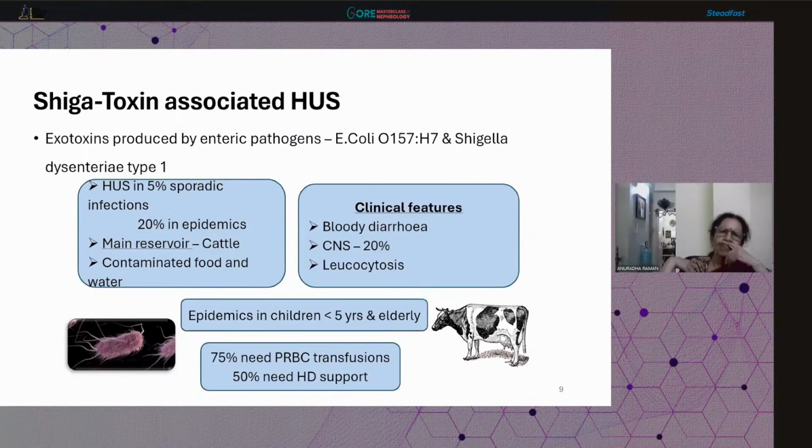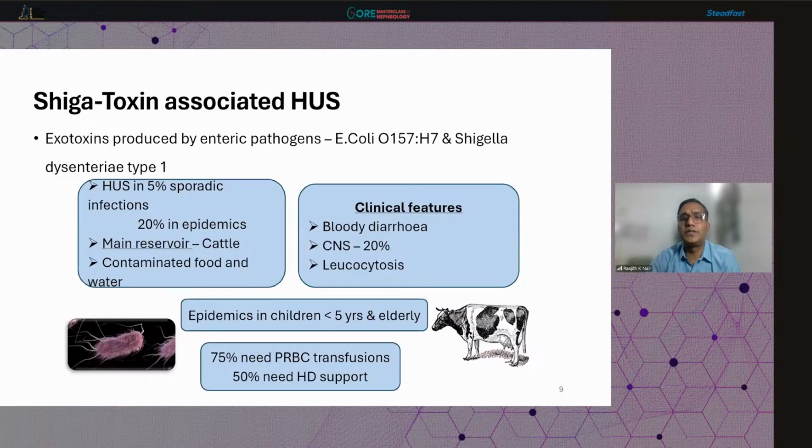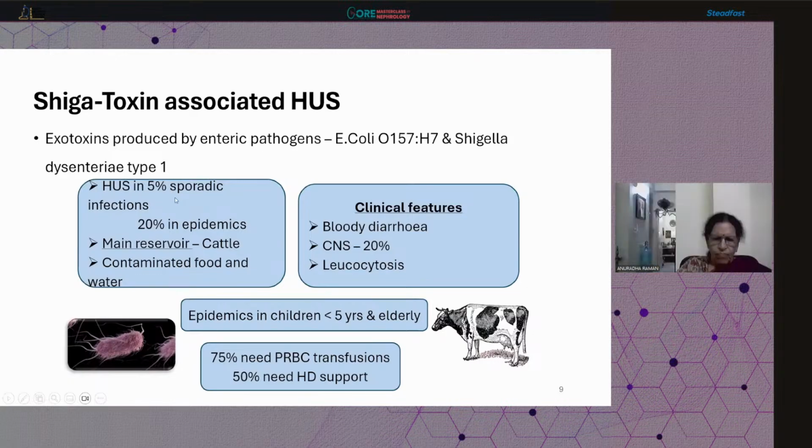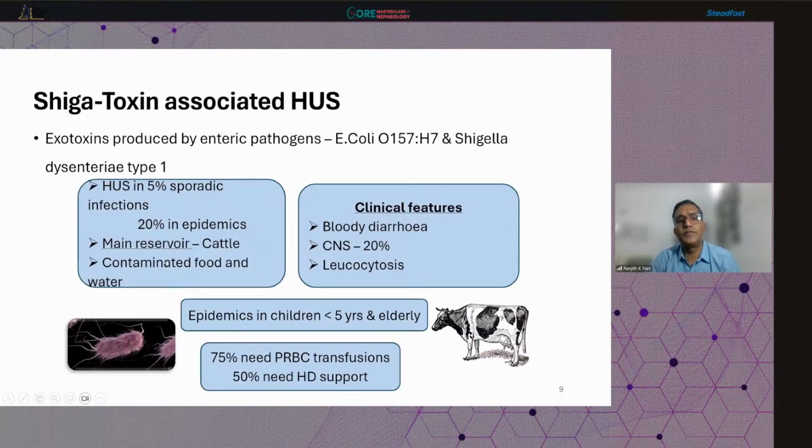Coming to the diarrhea-associated HUS, usually it is Shiga toxin or the E. coli O157:H7, which was the commonest one. It's sporadic in 5% of cases and about 20% in epidemics. It's usually from cattle and contaminated food and water. Bloody diarrhea, Shigella is usually a dysentery. CNS involvement is seen in about 20%, but leukocytosis is a hallmark. Epidemics are generally seen in children and the elderly.